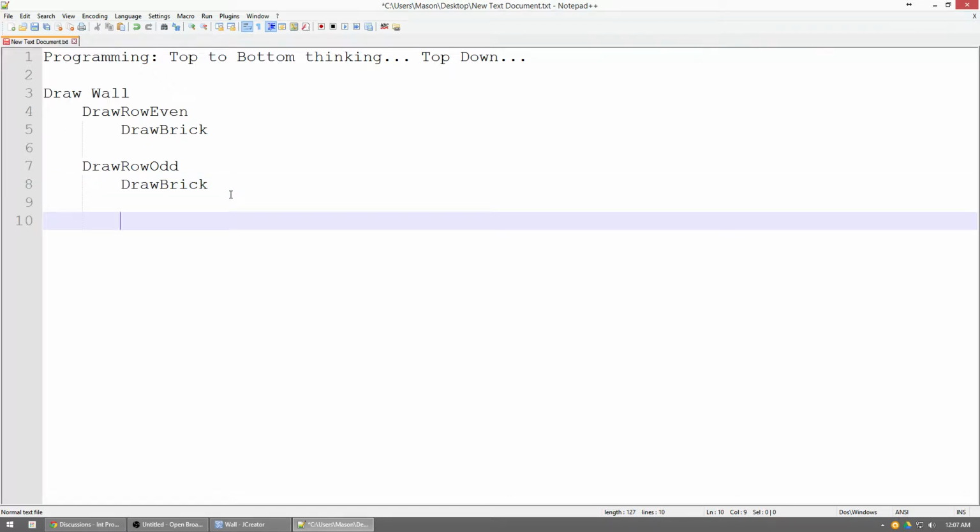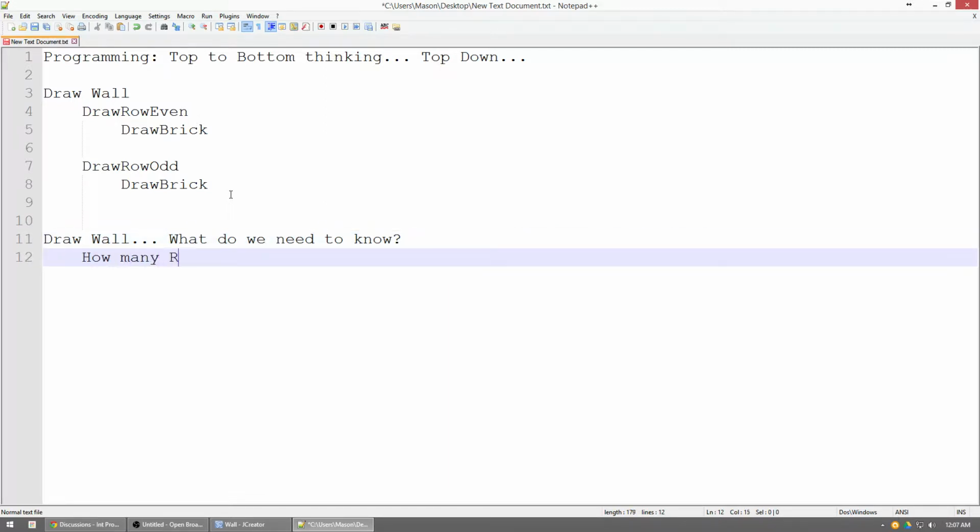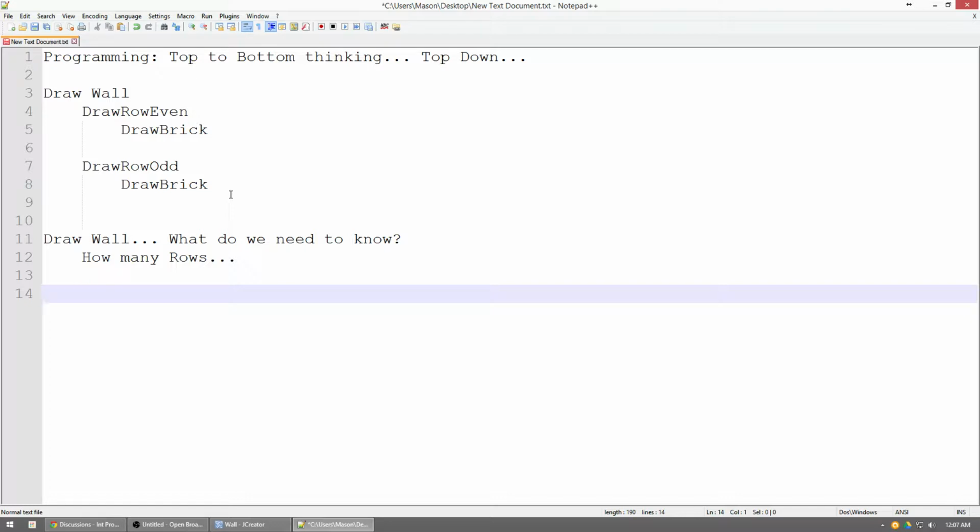Inside of our thing, like I said, I'm not going to be programming at all in this tutorial. I'm literally just going to show you what we need to do. So when we draw a wall, what do we need to know? We need to know how many rows. So I'll put that down below. How many rows? Okay. So there we go. Then when we draw a row, I guess what we could do is draw row even.